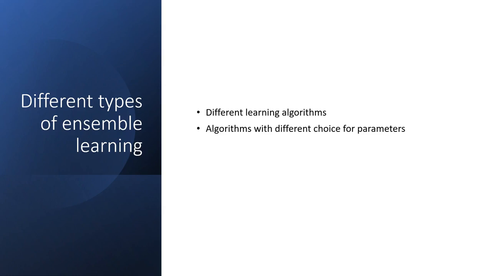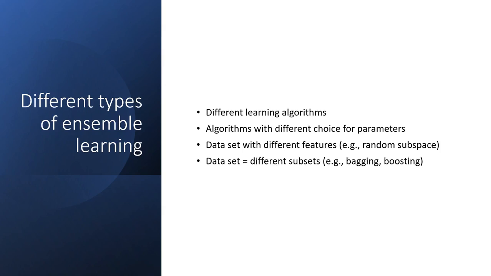So we have different learning algorithms and algorithms with different choice of parameters. The data set with different features, so maybe a different random subspace. We have different ways of collecting our data set, so whether or not we're using bagging, boosting, averaging, and so forth. Right, so ensemble methods are going to be applied to regression as well as classification.